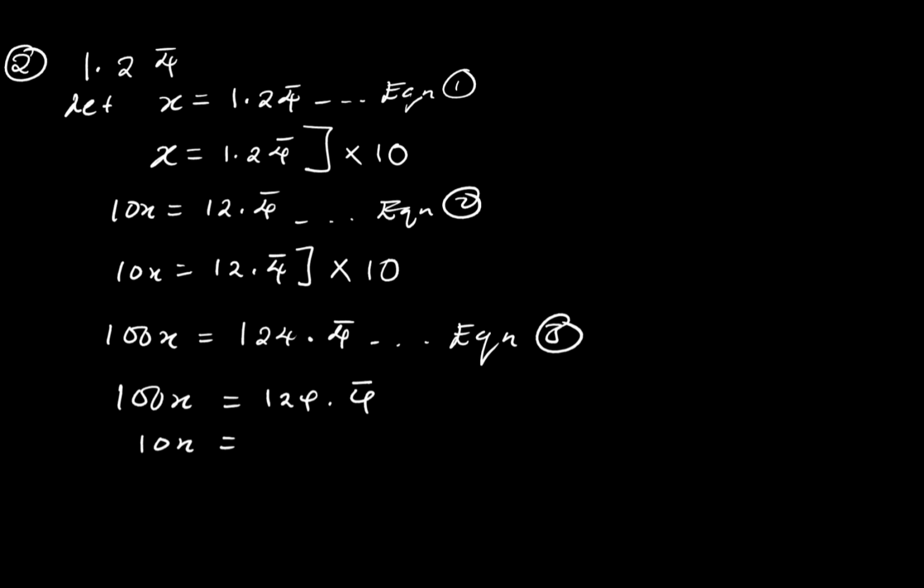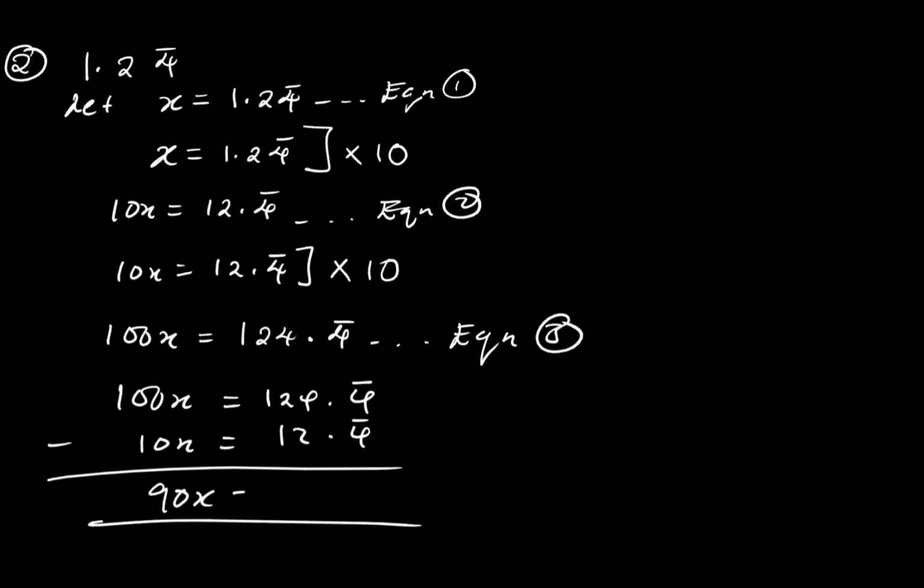12.4 bar, like that. Now 100x minus 10x, this will give us 90x. Then 124.4 bar minus 12.4 bar, this will basically give us 0 here, then we have the 2, 1, and 1. So we have 90x being equal to 112.